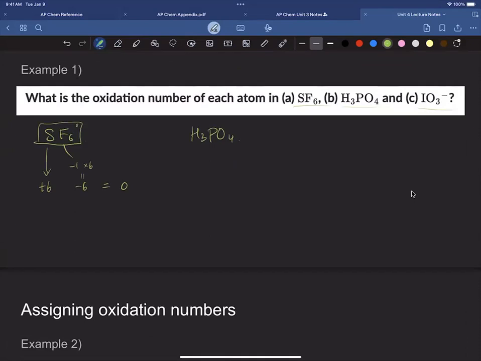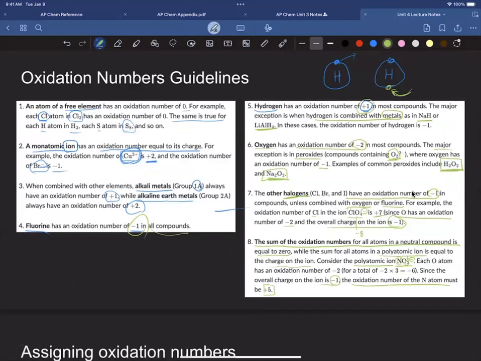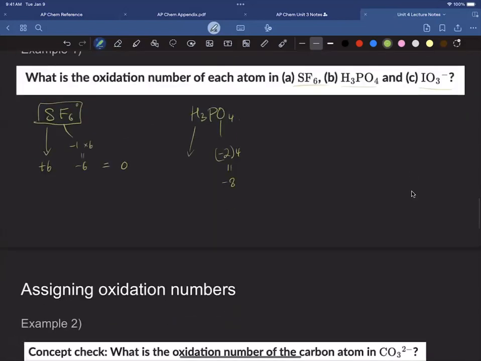Okay, how about H3PO4? Now, the rules don't mention anything about P yet, but we know they mention H and O. For O, we saw that it's usually -2, and there are 4 of them, so that's going to be -8. And H, we saw that it usually has +1, unless it's combined with a metal. So +1 times 3 is going to be +3. This also doesn't have any charge, so they have to equal 0. So P is going to be +5, since they have to balance out to become 0.